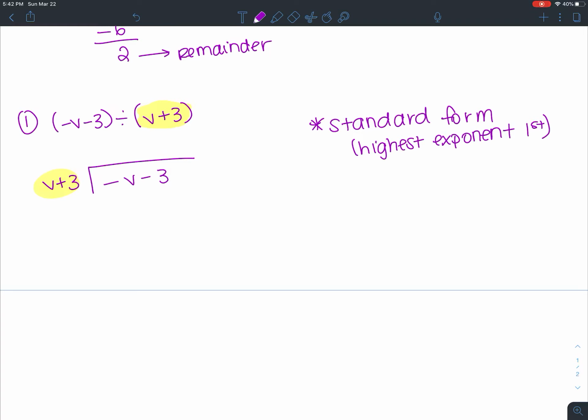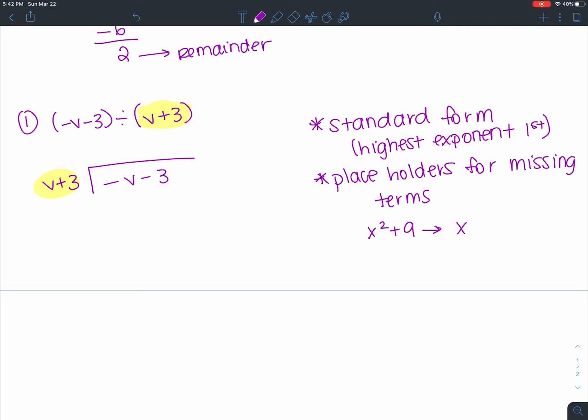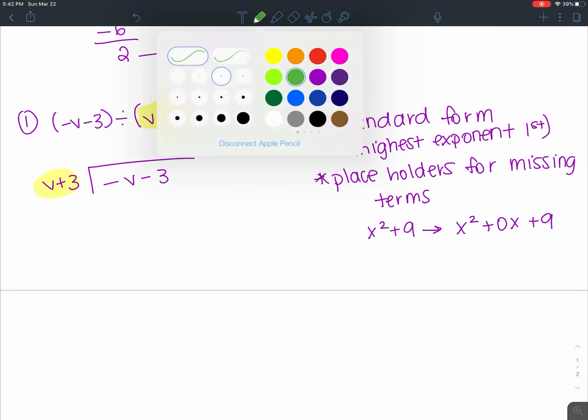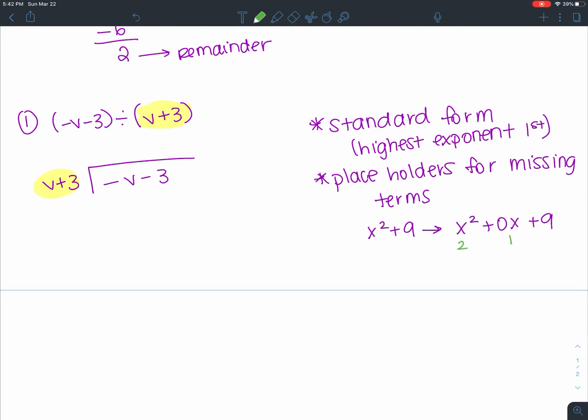And we want placeholders for missing terms. So like if I have an x squared plus 9, I'm going to write it as x squared plus 0x plus 9 so that I have degrees that go down 2, 1, none. And again, my degrees come from my exponents.